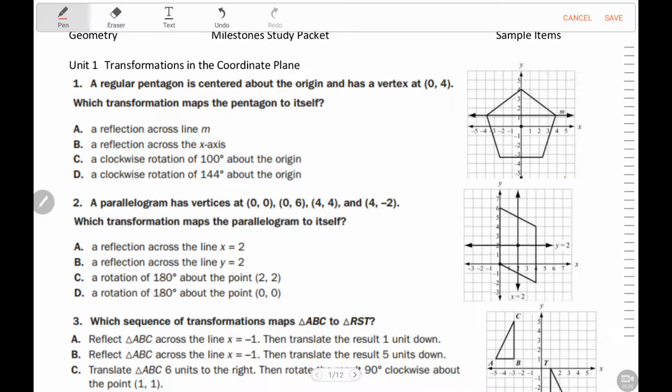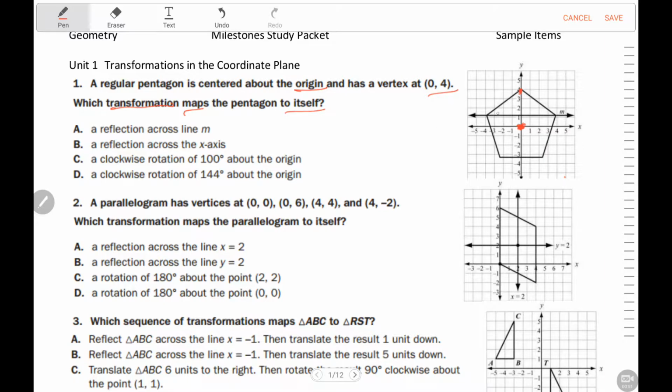Okay, so number one, a regular pentagon is centered about the origin and has a vertex at (0, 4). So the center is the origin, vertex (0, 4). What transformation maps it onto itself? Basically, you've got a pentagon at the origin with a vertex at (0, 4). What's going to put it back onto itself? Well, look at your choices.